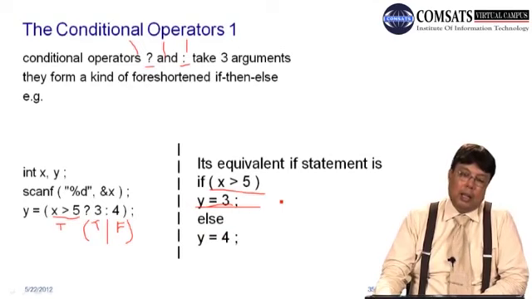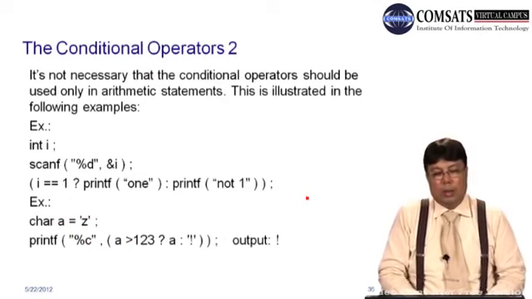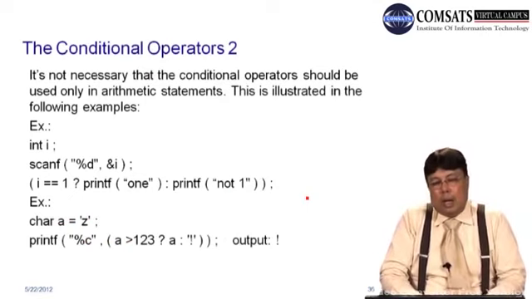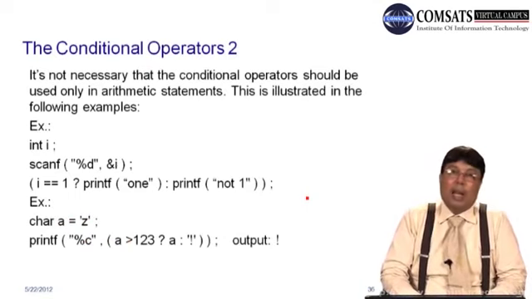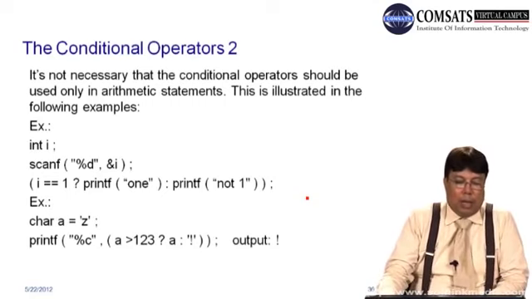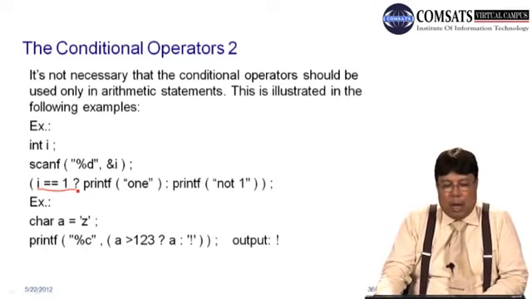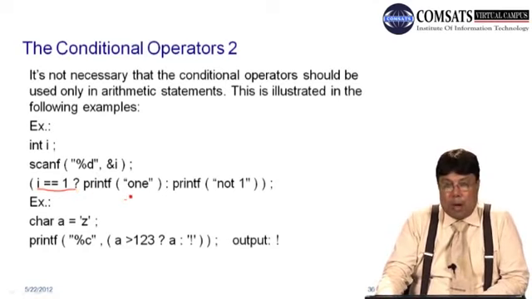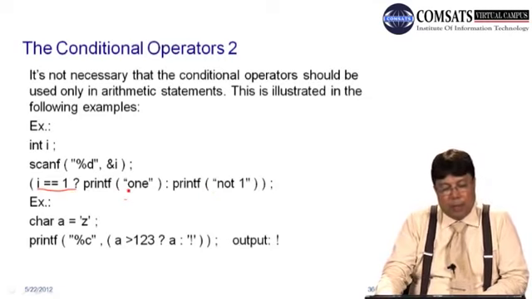Let's take another form of this conditional operator. You don't have to use it only for arithmetic statements, but you can use it for any statements also. For example, we can say if I is equal to 1, print 1, else print not 1. This is the test part. If this is true, then it will print this part, and if the result is not true, then it will print the other part. So if I is equal to 1, it will print 1. If I is not equal to 1, it will print not 1.